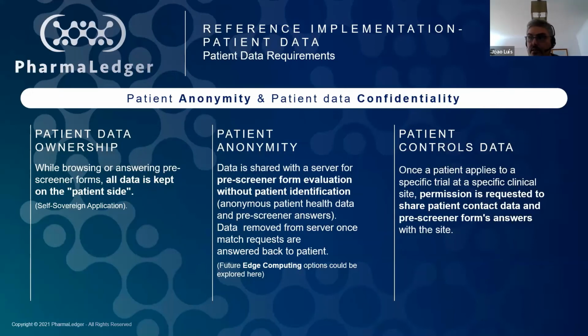The data is shared in 2 stages. First, the data is shared when I have to evaluate all my pre-screener answers and compare it to existing trials. At this stage, the patient is anonymous, so it is not known which patient is asking which questions. So it's just a technical match. And then there's a later stage when the patient authorizes the contact of a particular site, then the full data is disclosed to that site, only then.